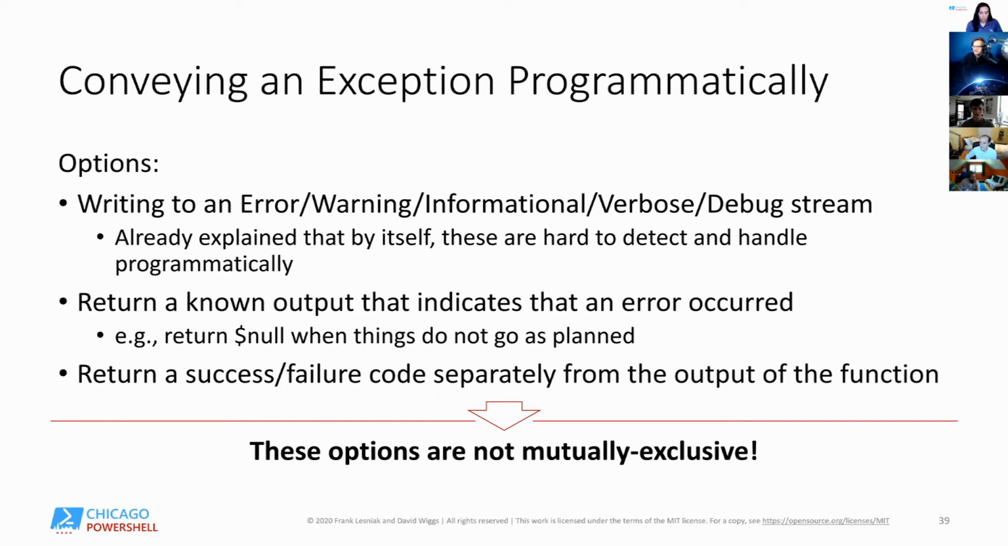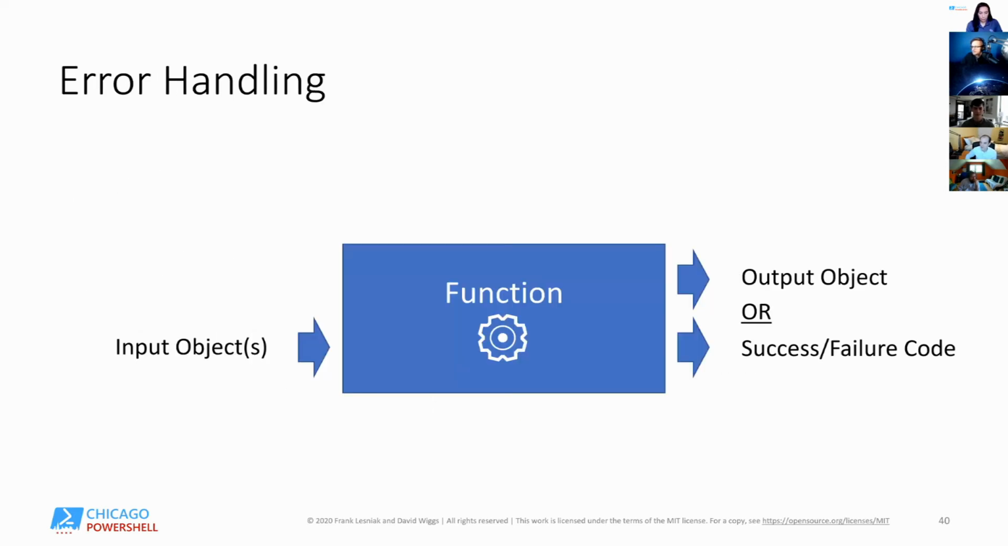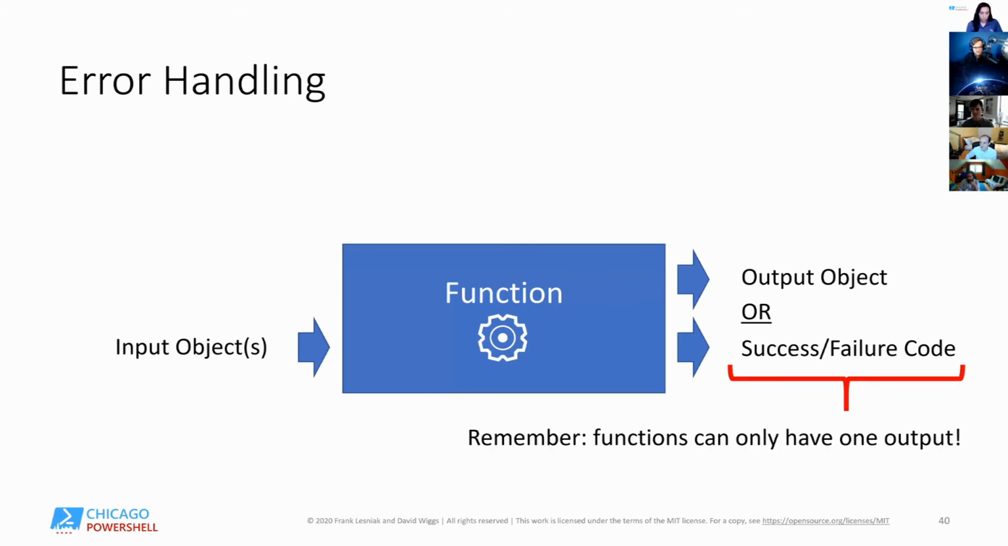So just hold that thought for a moment. Let's look at a function from a block diagram level. At its very basic level, this is what it looks like. It's this big blue box and it's got a gear in the middle. It's doing something, and again, functions can only have one output. But wouldn't it be nice if we could have two? I think it would be.